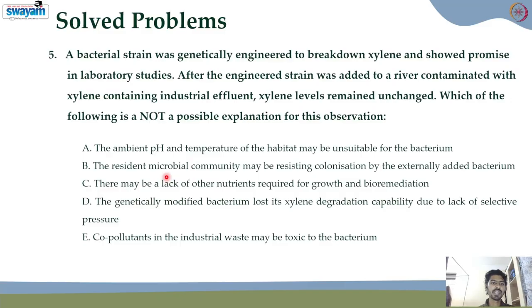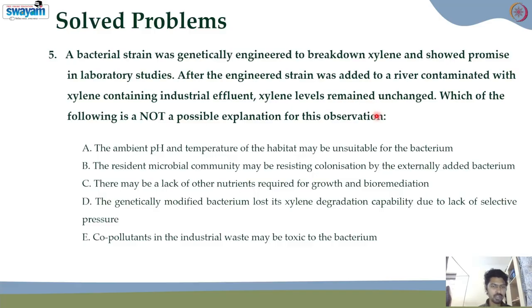So we will move on to the next question. The next question: a bacterial strain was genetically engineered to break down xylene and showed promise in laboratory studies. After the engineered strain was added to a river contaminated with xylene-containing industrial effluent, the xylene level remained unchanged. Which of the following is not a possible explanation for this observation?